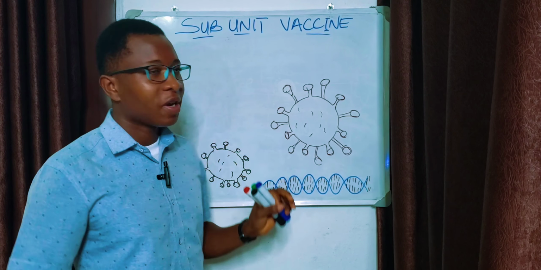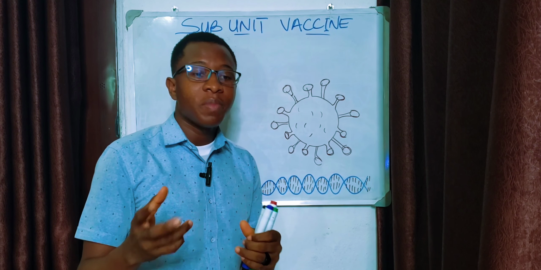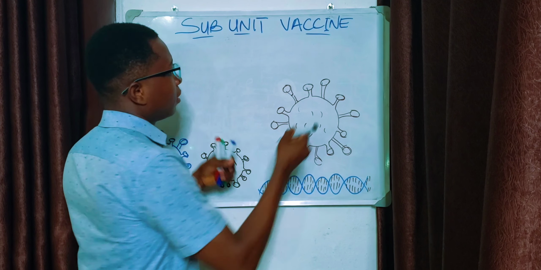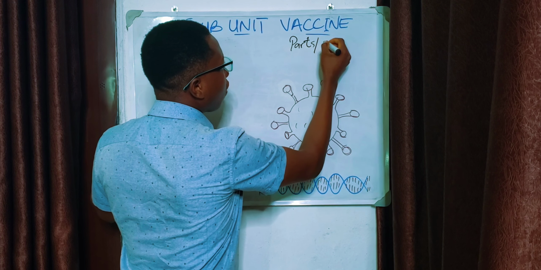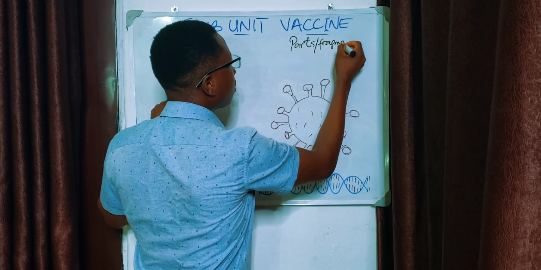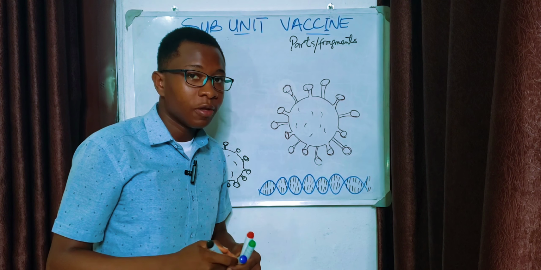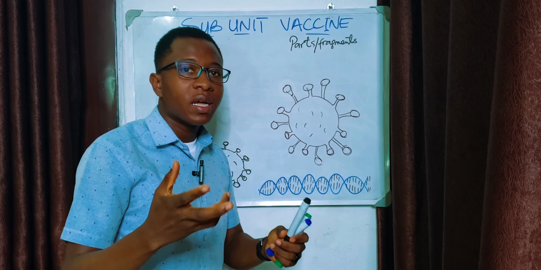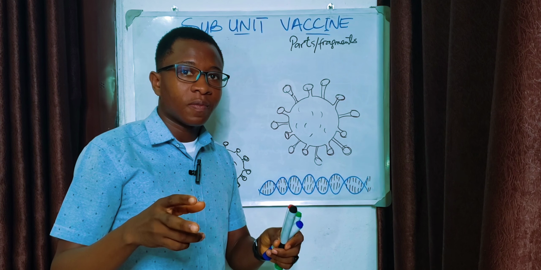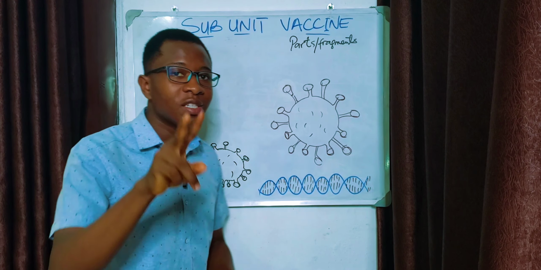Now, what is a subunit vaccine? The subunit vaccine is a vaccine that is made using fragments or parts of the pathogen. Okay, so you pick out a particular part from the pathogen and you make the vaccine that can trigger an immune response. Okay, so how do you do that? You do that in two ways.